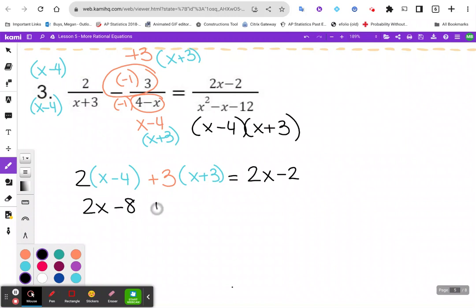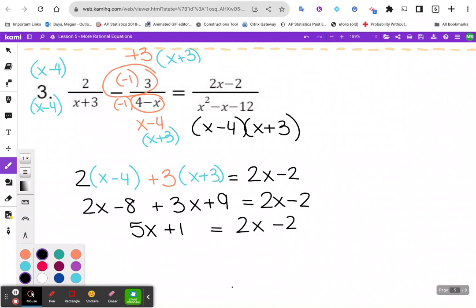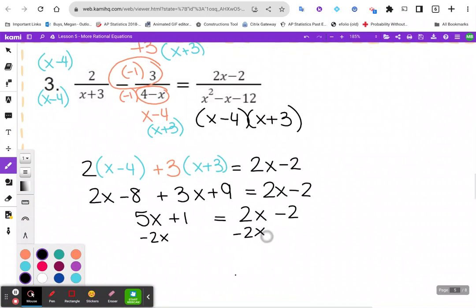2x minus 8 plus 3x plus 9 equal to a 2x minus 2. I've got a 5x plus 1 equal to a 2x minus 2. I'll subtract the 2x from both sides. I'll get 3x. We'll subtract 1 from both sides, equal to a -3.